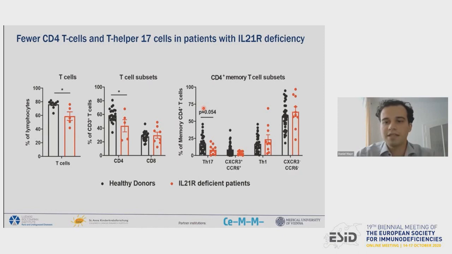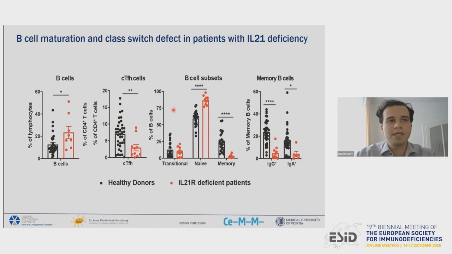B cells are increased in IL-21 receptor deficiency, but display a largely naive phenotype. And this and the drastic reduction seen in circulating T follicular helper cells explains that the few memory B cells that are being formed are actually unable to class switch into IgG and IgA, so that immunoglobulin G and A are decreased in 70 and 50% of our patients, respectively.